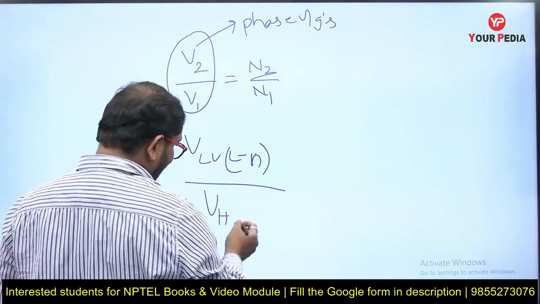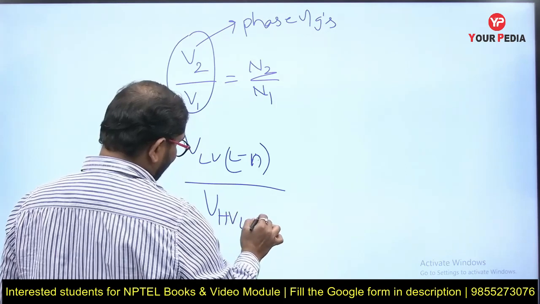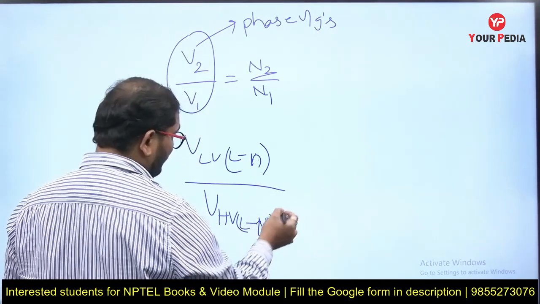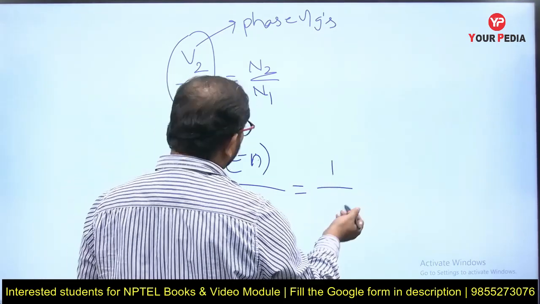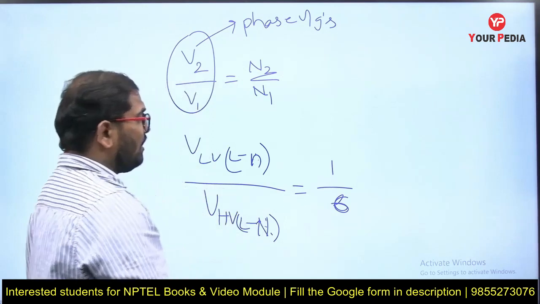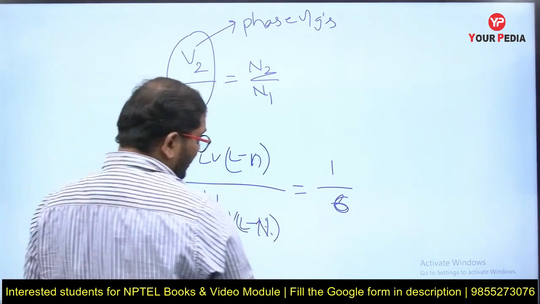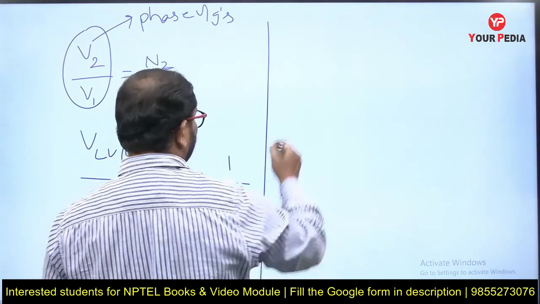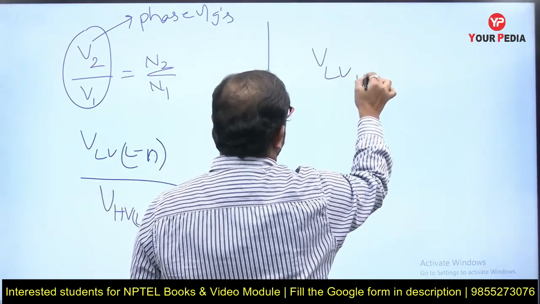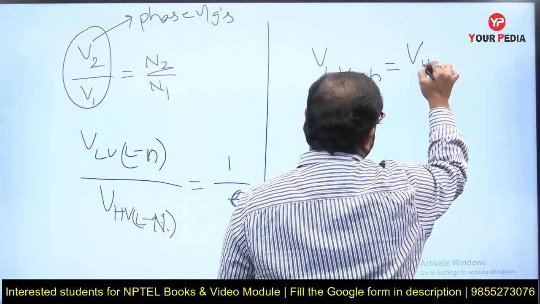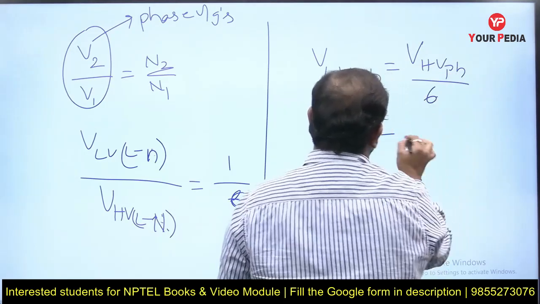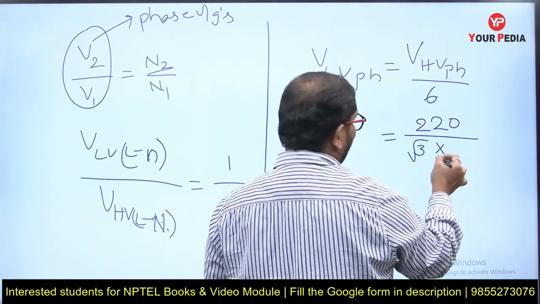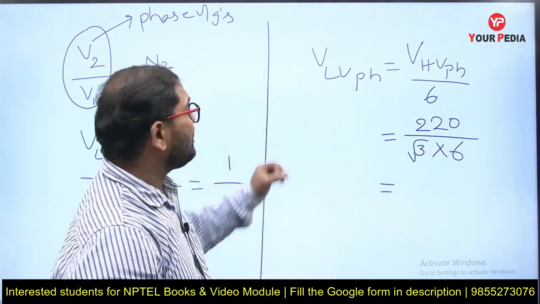Now for the HV side, we need to take the phase, that is line to neutral, voltage. The N2 by N1 ratio is 1:6. So now let's calculate the voltage on the secondary side or LV side. Phase voltage first. The LV side phase voltage is equal to the HV side phase voltage divided by 6. The HV side phase voltage is 220 by √3, divided by 6, so you will get the value of phase voltage on the LV side.